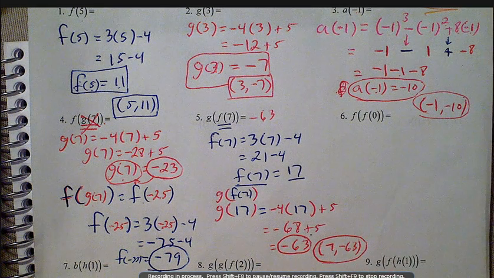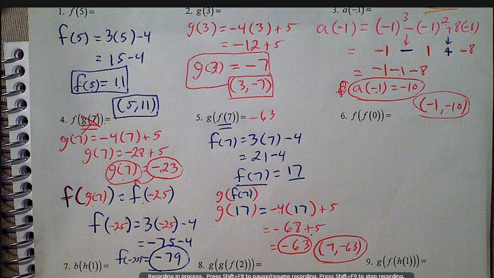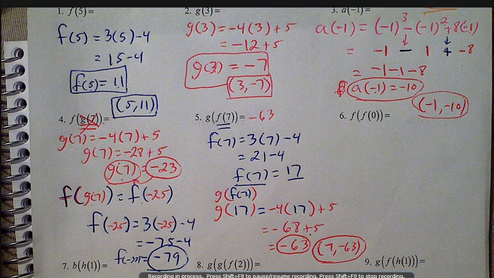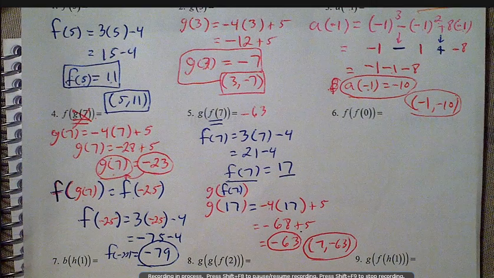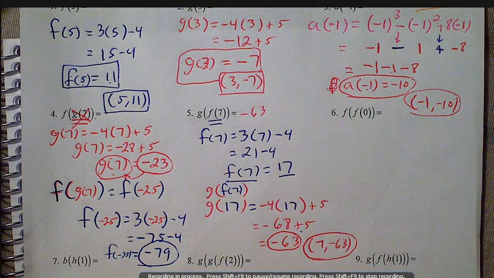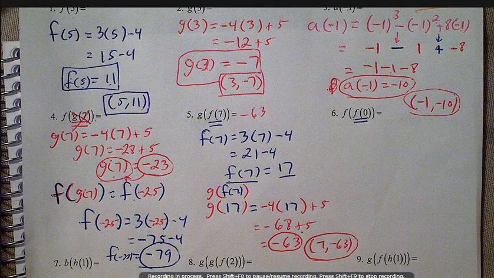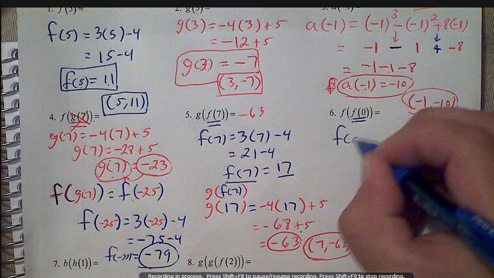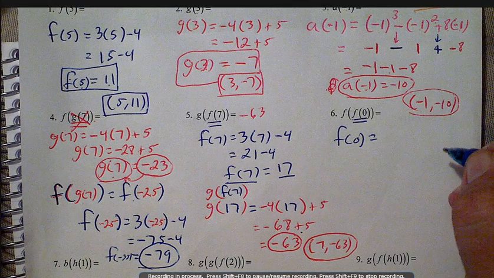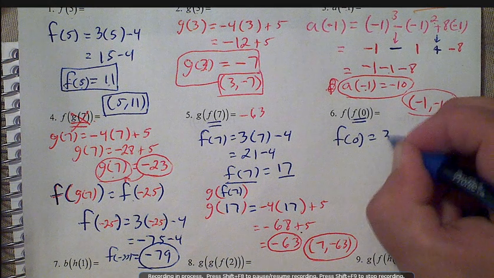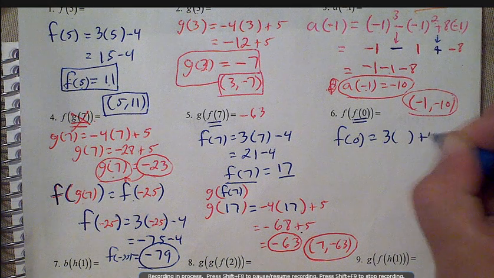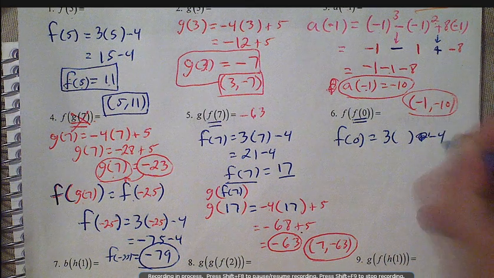Okay, number 6, f of f of 0. So what we're going to do is first find the answer, find f of 0. So substitute 0 in for x. So there's our f function. Substitute 0 for x. So you get f of 0 equals negative 4.